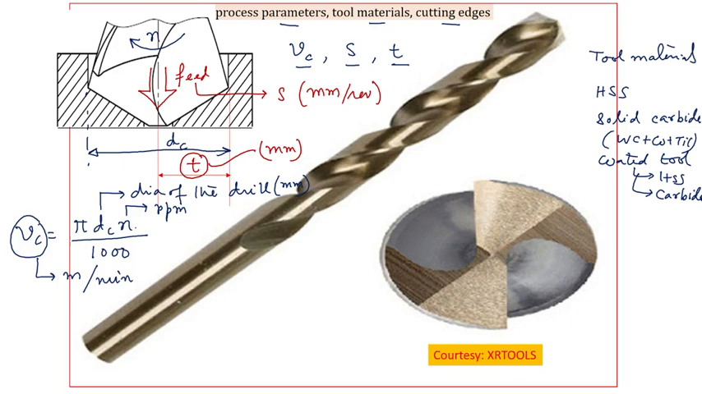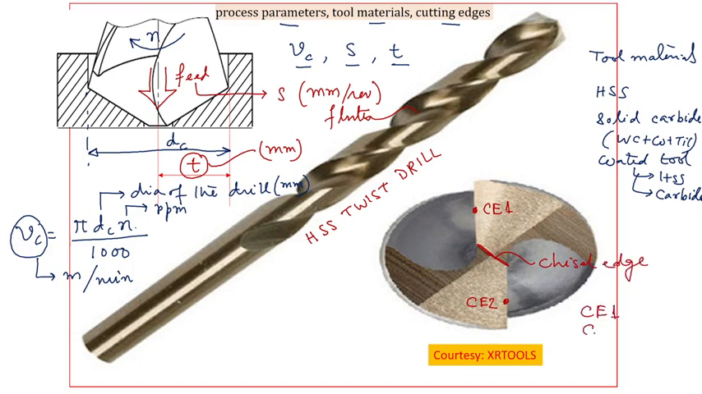As you can see, this is a typical HSS twist drill. These are the flutes through which the removed material will come out. This is one particular cutting edge. This is the main cutting edge. This is another cutting edge number 2. And these two cutting edges are joined by another one which is called the chisel edge. At the cutting edge number 1 and 2, you have proper chip formation.